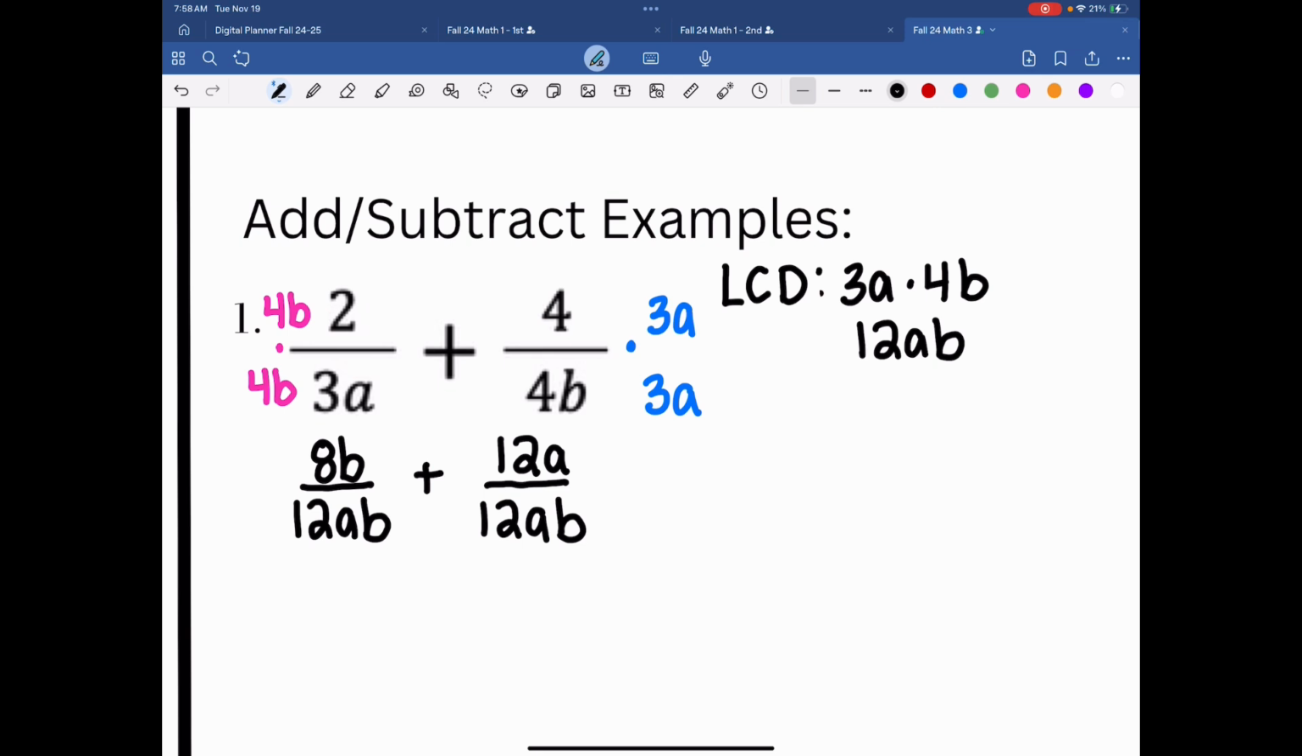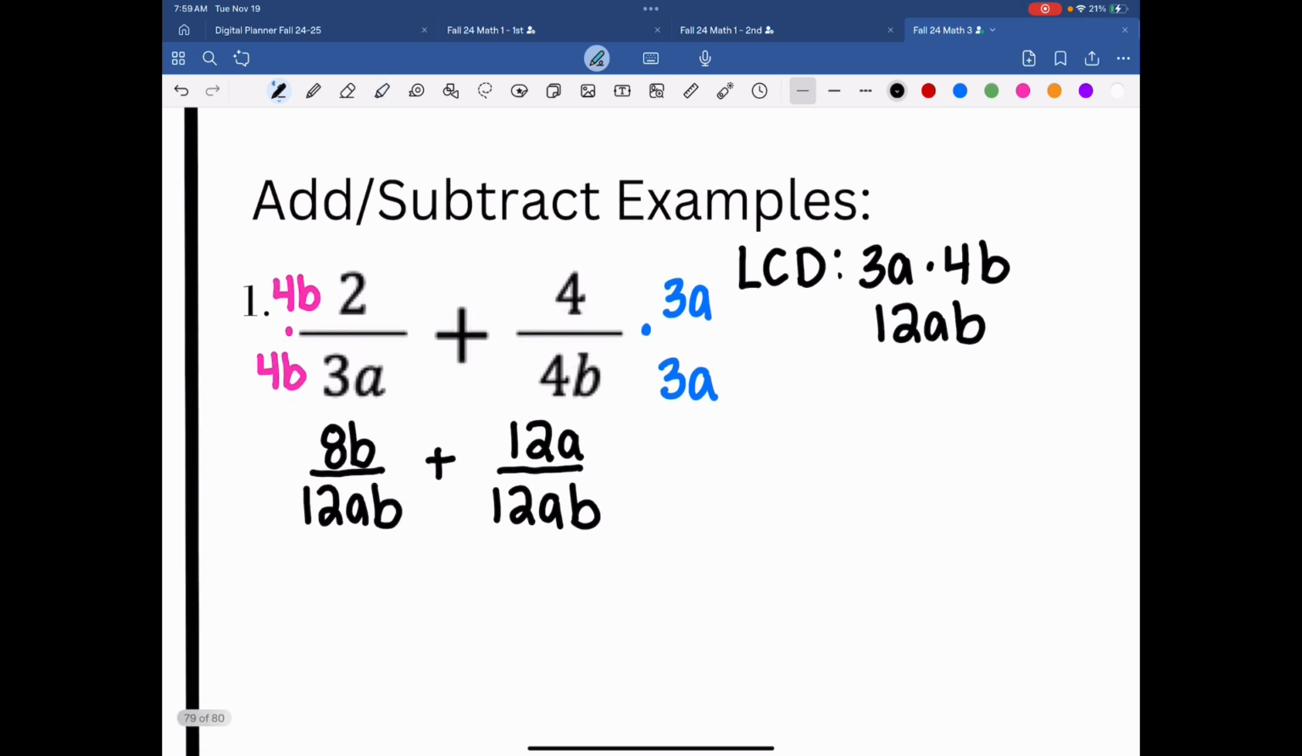So now, at this point, we have a common denominator, so we should be able to simply add our numerators together. If we add these together, they're not like terms, so this is going to become 8b plus 12a over 12ab.